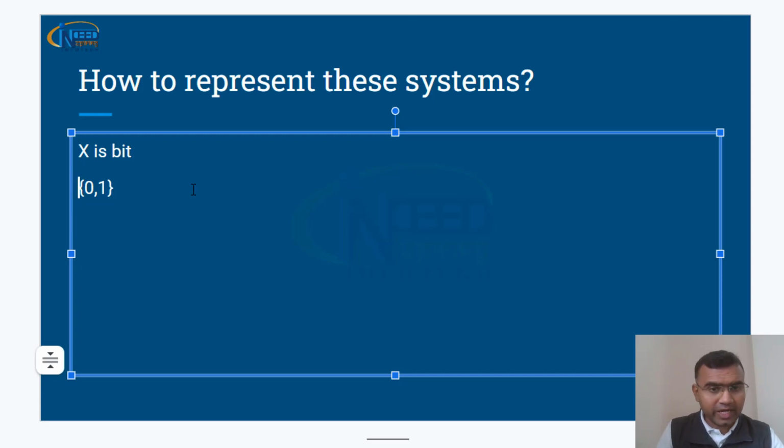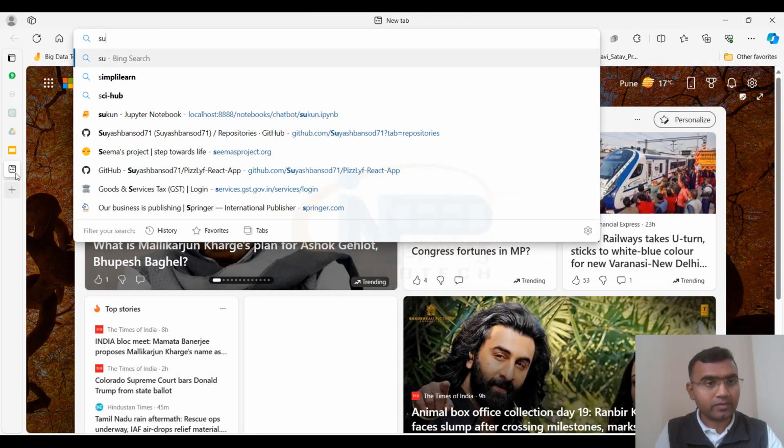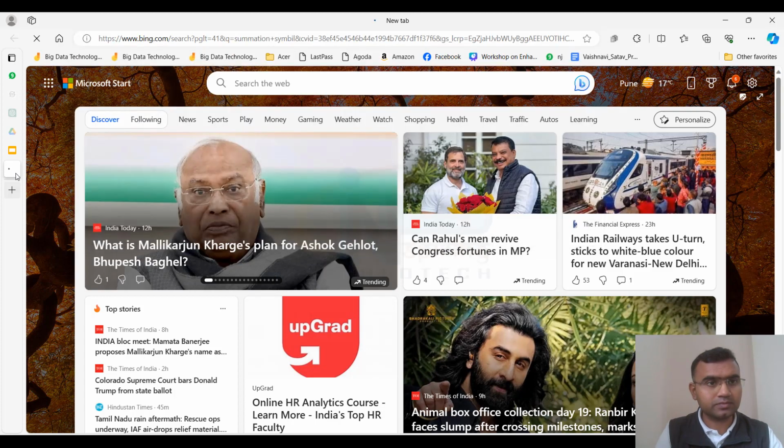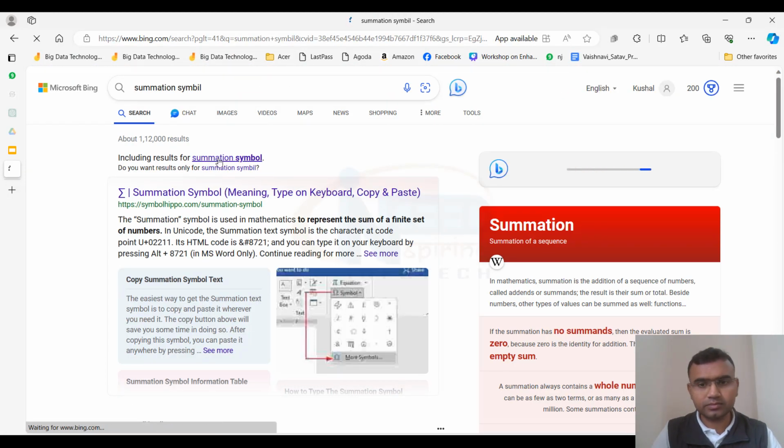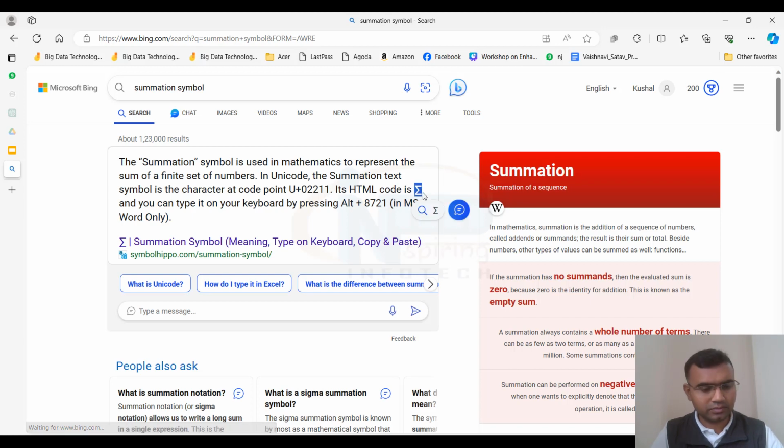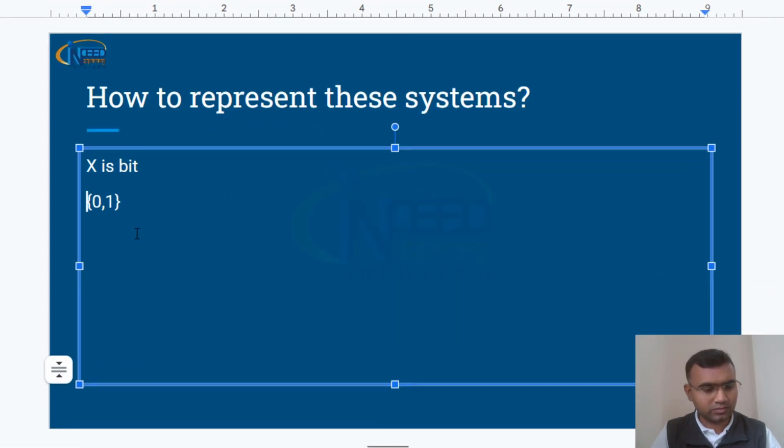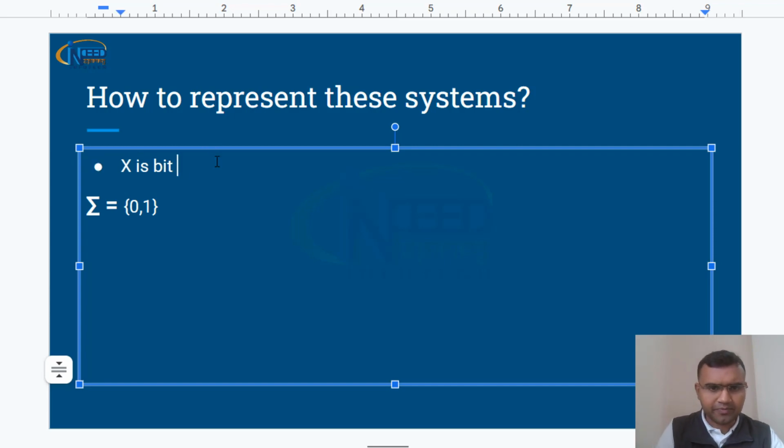Now we can have a special symbol. I have taken this summation symbol from the internet. Let me make it white and a little larger. It looks a little smaller, right? Okay, so this is one way of representing it if x is a bit.